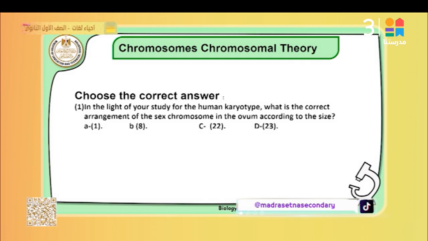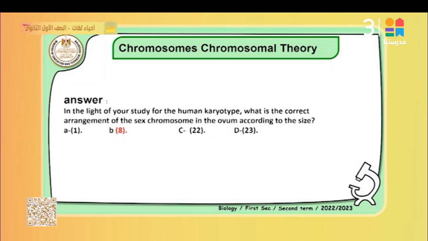Another question. Choose the correct answer. In the light of your study of the human karyotype, what is the correct arrangement of 6 chromosomes in the ovules according to their size? Okay, the best answer is the one that comes after pair number 7.